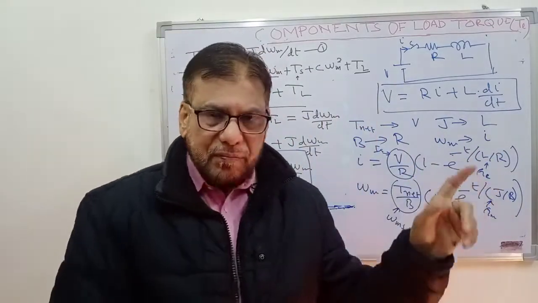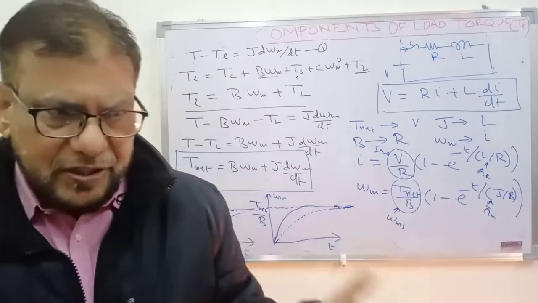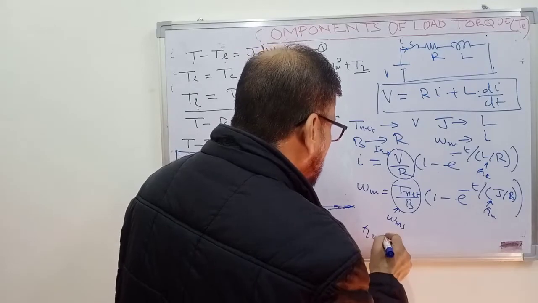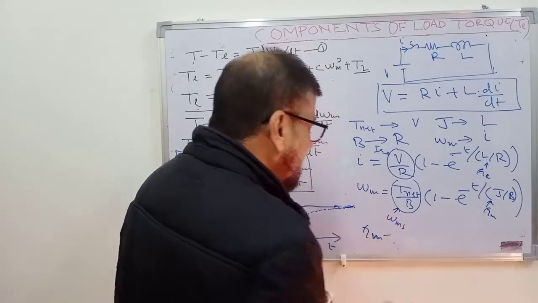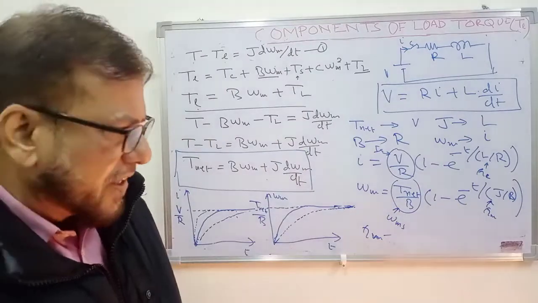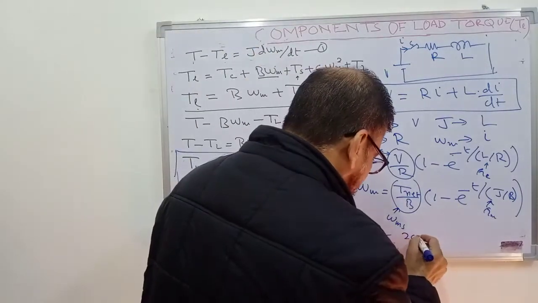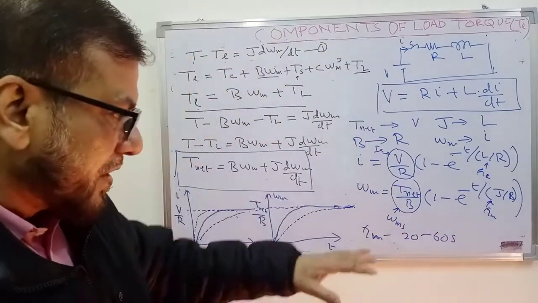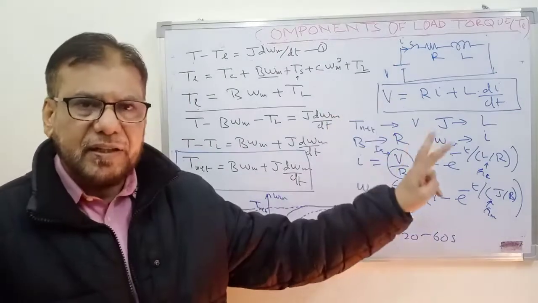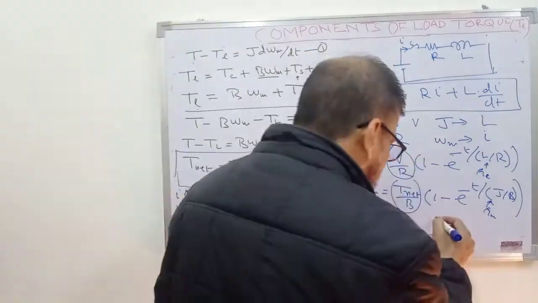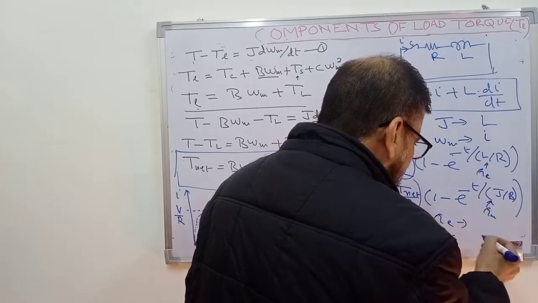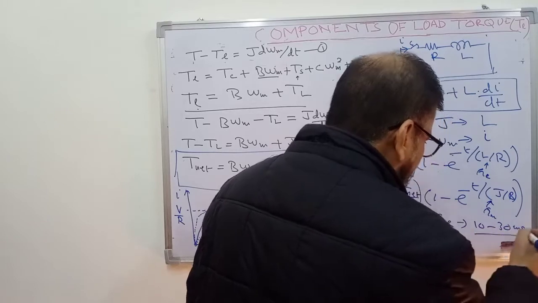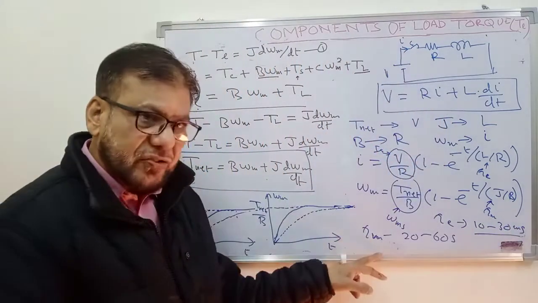Electrical time constant may be some milliseconds, maybe 10 or 20 milliseconds, whereas the mechanical time constant tau m may be some tens of seconds. So it may be from say 20 seconds to say 60 seconds. So mechanical time constant is much higher than the electrical time constant. Electrical time constant tau e will be in the range of some 10 to say 20 or 30 milliseconds, and here it is in seconds.